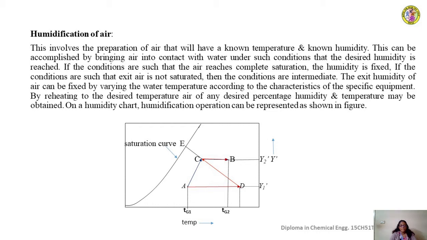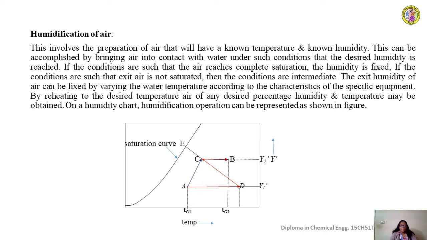On a humidity chart, you can represent this process as shown in the diagram. Here, ACB represents the first method of humidification of air. AC represents the humidification process where the mixture is contacted with water until it reaches the desired humidity at point C. Then, after it has reached the desired humidity, it can be heated to whichever temperature is required to get a sample of known temperature and known humidity.